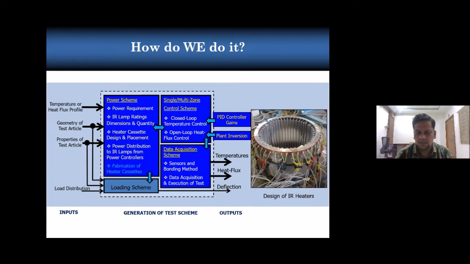So once this is done, I will explain to you in more detail about this temperature and heat flux control in the coming slides. This figure shows one IR heater of cylindrical shape. The outputs will again be measured temperatures or measured heat fluxes and deflection based on the applied loading scheme. This loading scheme also we have to finalize only after the thermal is finalized.